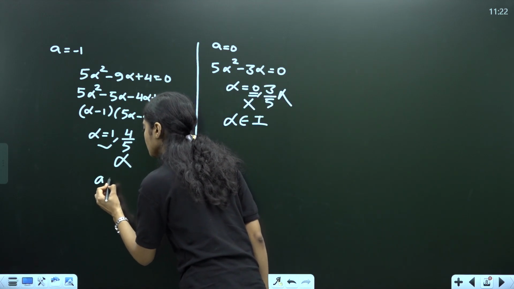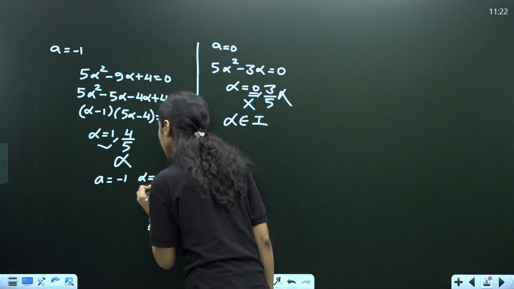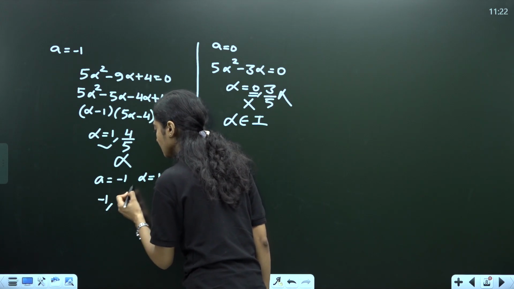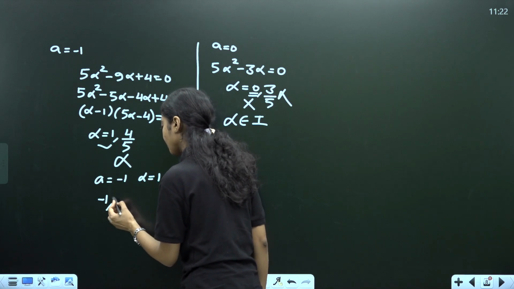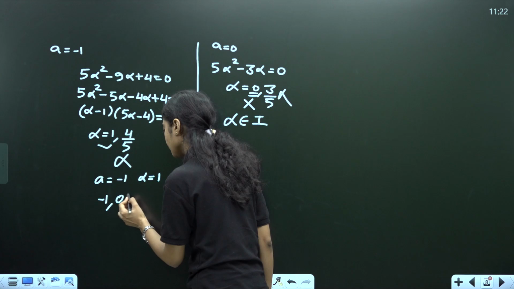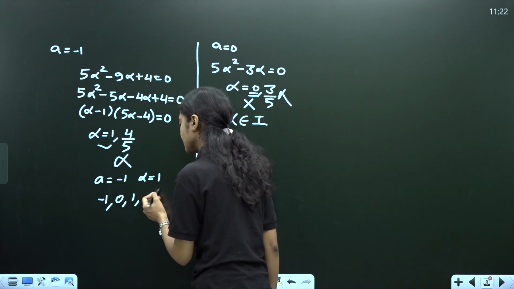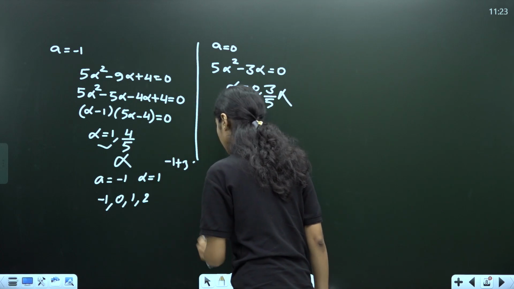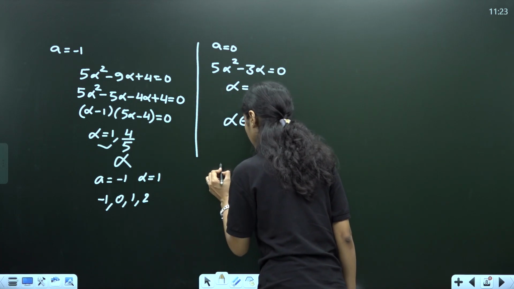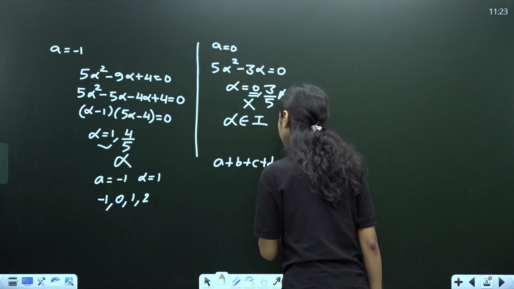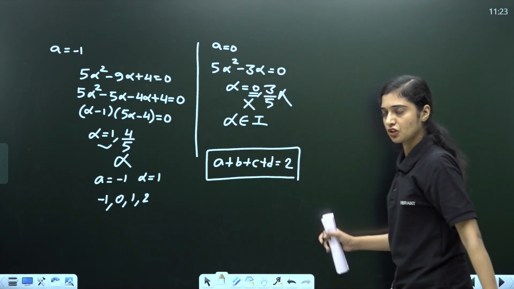Now a equals minus 1 and alpha equals 1 give the quantities: a equals minus 1, then b equals a plus alpha, which becomes 0, a plus 2 alpha becomes 1, and a plus 3 alpha becomes 2. Now in the given question they ask about the sum of a, b, c, d, which becomes 2. This is the answer of this question.